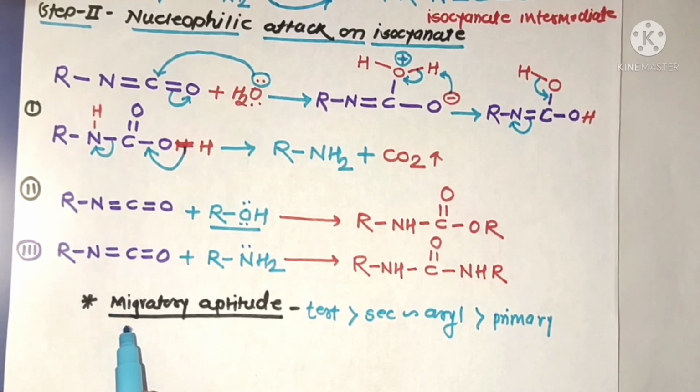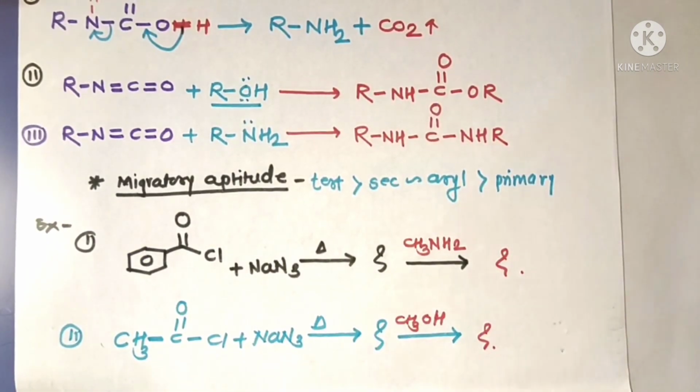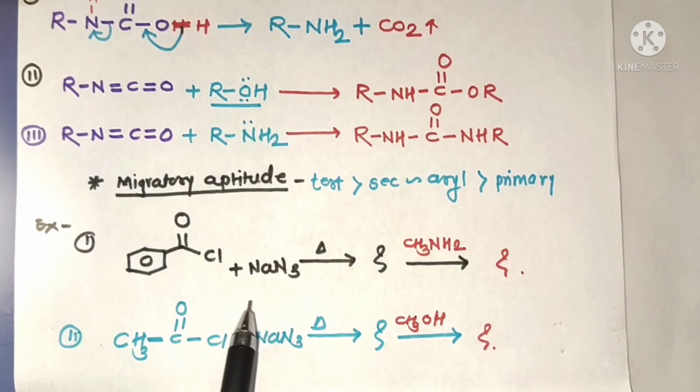Here the R group migrates from the carbon to the nitrogen atom. Therefore, regarding migratory aptitude in this reaction, if a tertiary group is present on this carbon atom along with a secondary group, the tertiary group migrates first, then secondary as well as aryl groups, and then primary. These are the migratory aptitudes in this Curtius reaction. These are the two practice examples. You can explain their mechanism as well as product formation.